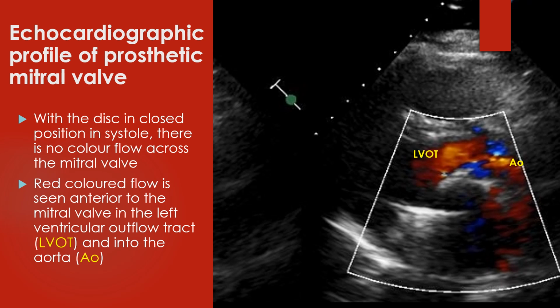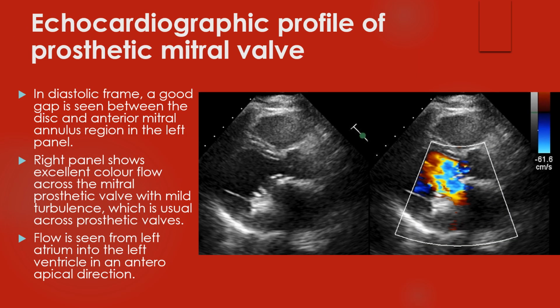With the tilting disc of the prosthetic mitral valve in closed position in the systolic frame, there is no color flow across the mitral valve. At the same time, red colored flow is seen anterior to the mitral valve in the left ventricular outflow tract and into the aorta.